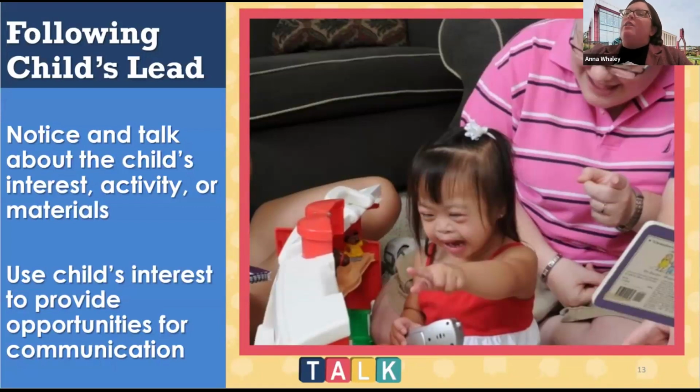So we talked about arranging the environment, and another PC talk strategy is following a child's lead. This is really noticing and talking about the child's interests, activity, or materials, or using the child's interests to provide opportunities for communication. When our communication focuses on the child's current interest, the child is more likely to continue to attend and be engaged in that interaction or activity.